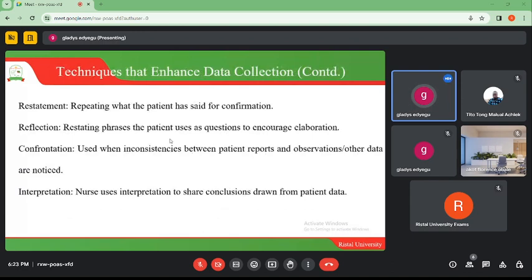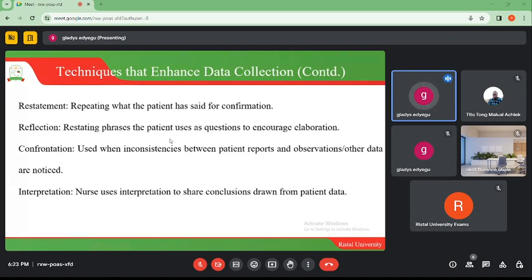Then restatement. Restatement is repeating what the patient has said for confirmation. So you repeat what the patient has mentioned, then the patient will tell you, yes, that's what I mean, or the patient says, no, I meant this. So you make a restatement for the patient to confirm what they wanted to tell you. Then reflection, and then confrontation and interpretation.